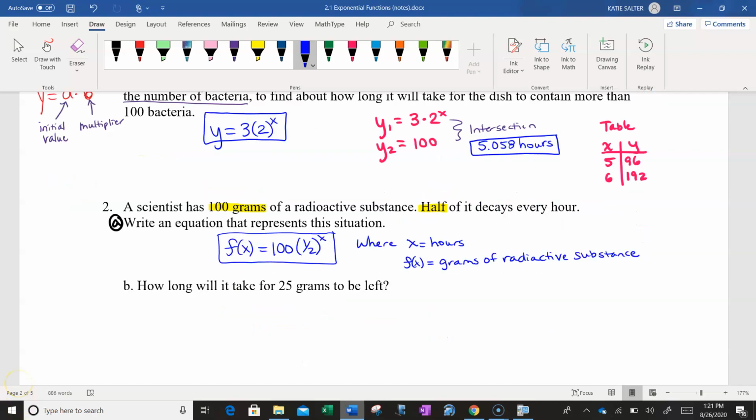So then it goes on to say, how long will it take for 25 grams to be left? In this case, it actually comes out really nicely, because if you have 100 once, it's at 50, and if you have 100 twice, it's at 25. You can put this function right in your graphing calculator.